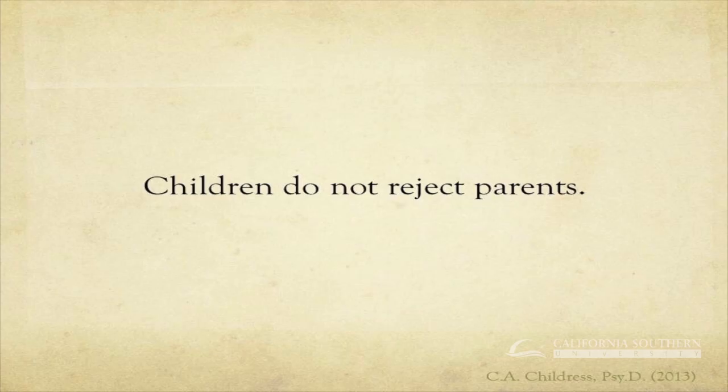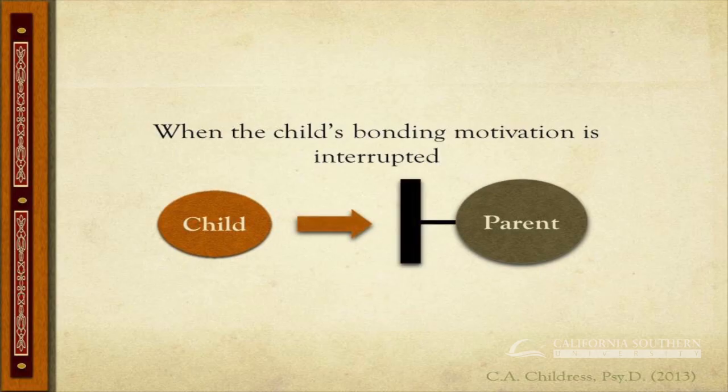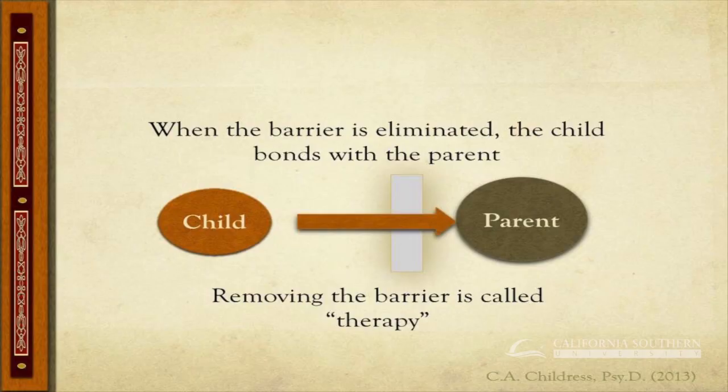Now, I deal with angry, grumpy kids all the time. Is it a parent-child conflict? Oh, absolutely, big-time conflict. But it's still consistent with an authentic attachment system. Children are motivated to bond to parents. And when that bonding is interrupted or there's a barrier to it, children experience grief and mourning, sadness and loss. That grief and mourning produces what's called protest behavior, designed to elicit greater parental involvement to help regulate the child's distress. So authentic parent-child conflict is actually consistent with the attachment system. The child wants to bond to the parent, and there's some sort of barrier preventing it, which produces the protest behavior. There's your conflict. So what we do in psychotherapy is we figure out what the barrier is and remove it.